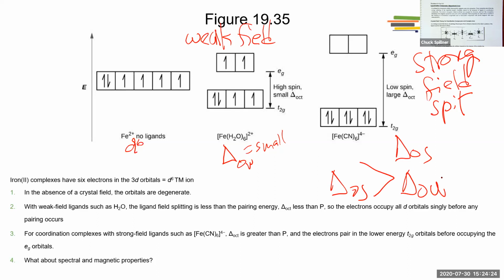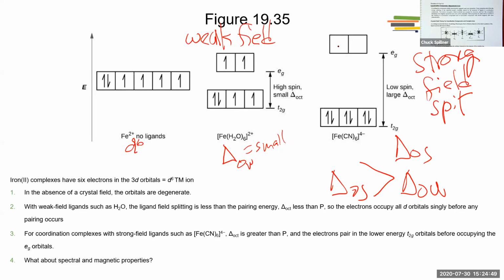So what happens? Because the gap between the t2g and eg is great, you're going to pair up in the t2g before you add electrons to the eg. So you go 1, 1, 1, and then pair, pair, pair. And then if you add extra electrons, you start putting them in the eg orbitals.